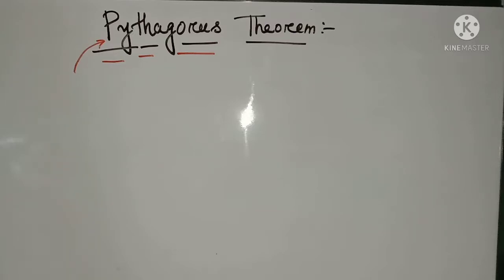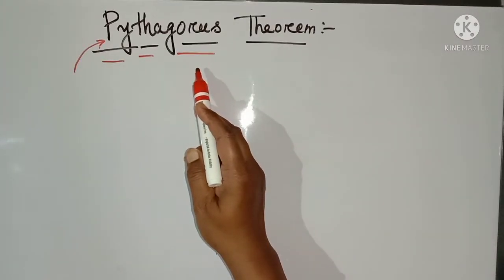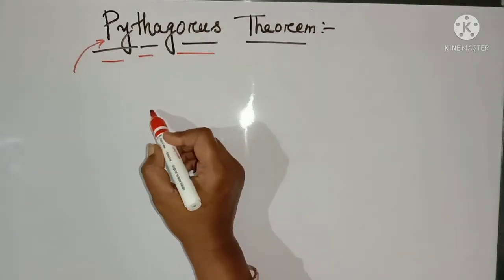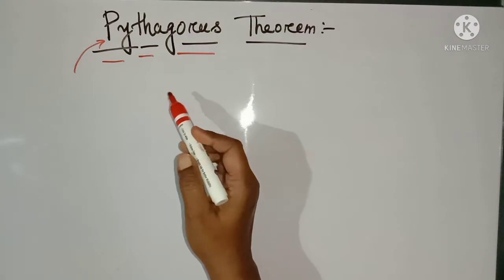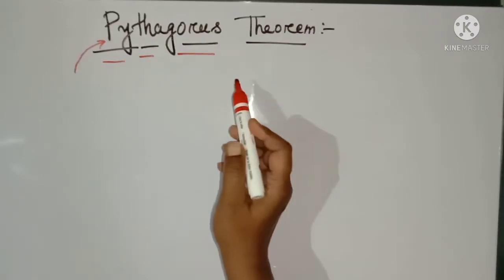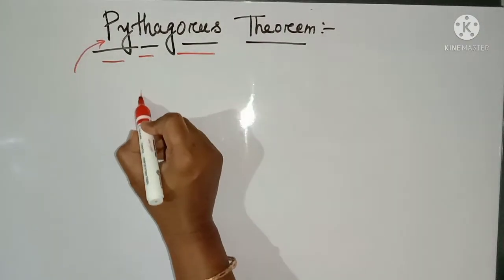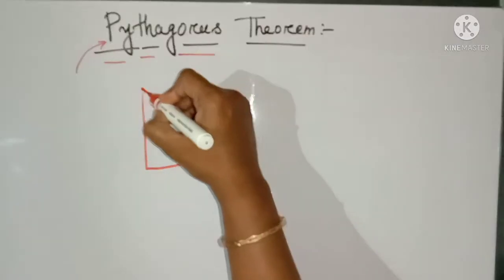Today I am going to discuss Pythagoras theorem. Pythagoras is the name of a Greek mathematician who found an important and useful property of the right angled triangle. After this, according to his name, this theorem is named Pythagoras theorem. Okay, so let us draw a right angled triangle.